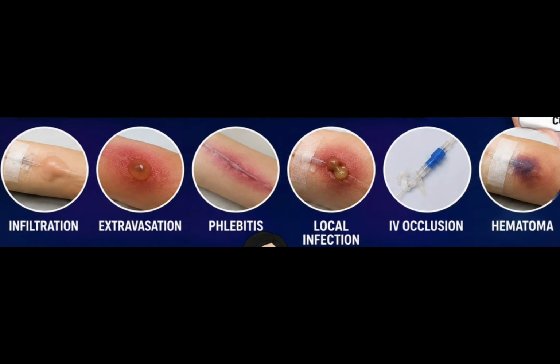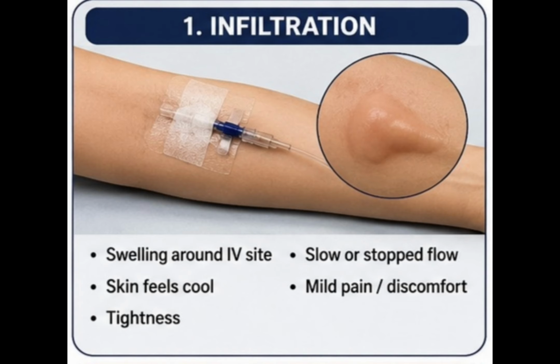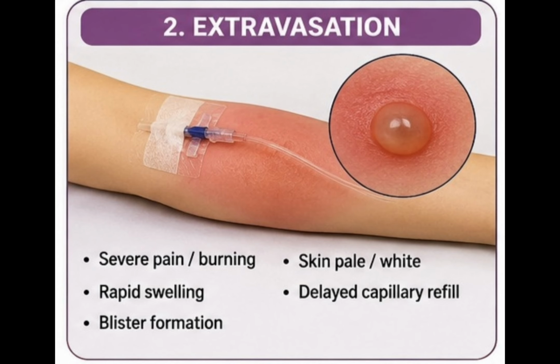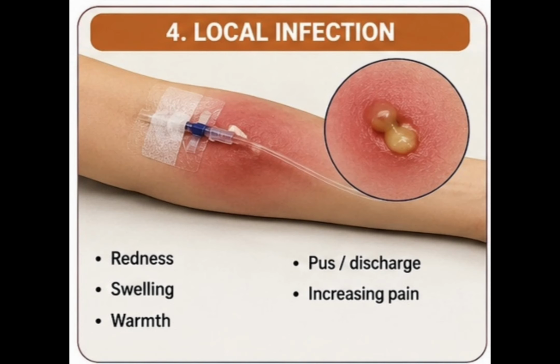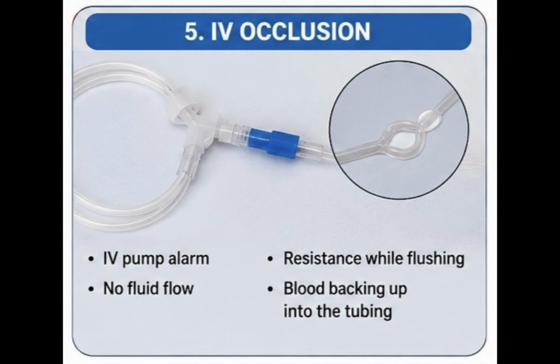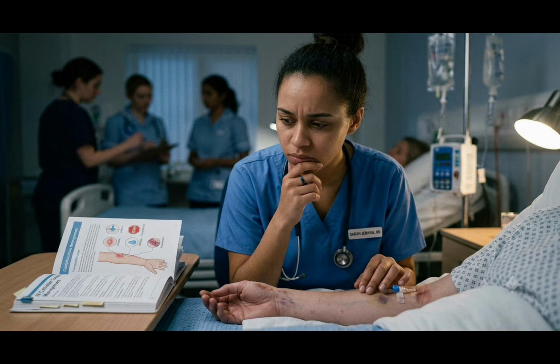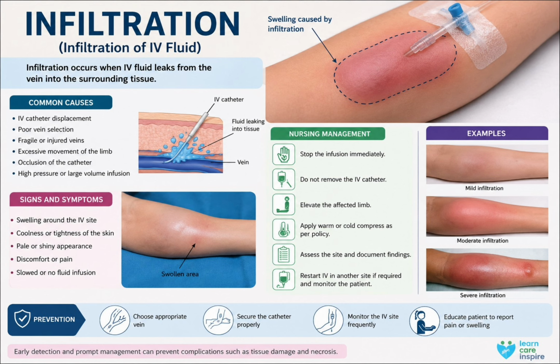The common complications of peripheral IV cannulation include infiltration, extravasation, phlebitis, local infection, IV catheter occlusion, and hematoma. By the end of this video, you will have a clear understanding of how to recognize these complications early, manage them appropriately, and prevent them in your daily clinical practice, helping you provide safer, evidence-based patient care. So without further delay, let's begin with the first complication, infiltration.